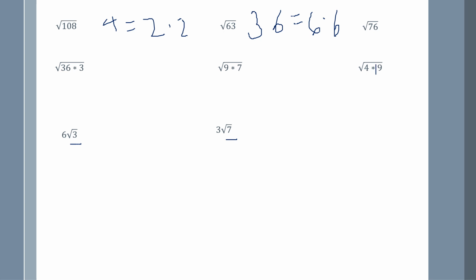So we know 4 is a perfect square, but 19 is not, because 4 times 19 gives you 76. So the square root of 4 is 2. And then 19 is not a perfect square, so therefore it is left as √19. Again, anything that is not a perfect square, you leave inside the radical. And anything that is a perfect square gets pulled out.